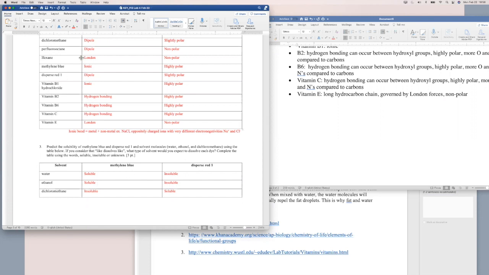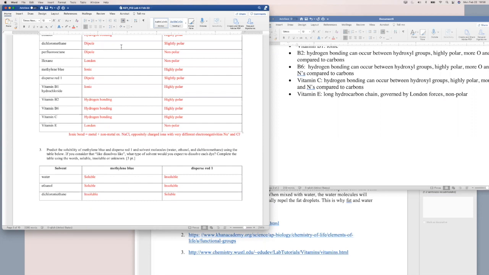And then dichloromethane, which is slightly polar. If we combine it with methylene blue, which is highly polar, we don't know for 100% certainty. So we're just going to say yes or no, soluble, insoluble. It's going to be insoluble. But with dispersed red, dichloromethane is also slightly polar and dispersed red is slightly polar. So we definitely have 100% certainty that something slightly polar is going to match up with something else that's slightly polar and be soluble. So that's how you would solve that section there.